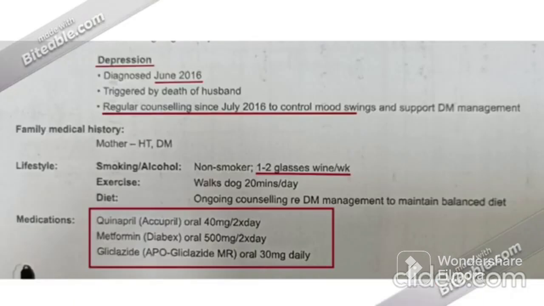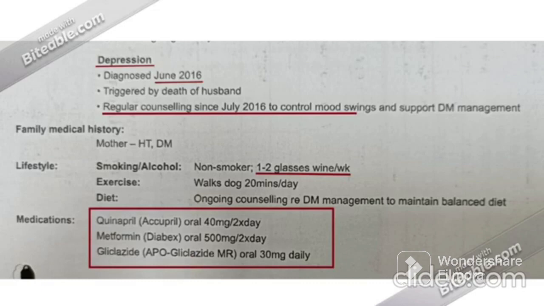Another past medical history they have given is depression, which was diagnosed in June 2016, triggered by the death of her husband. Regular counseling since July 2016 to control mood swings and support DM management. So we have seen that the patient has hypertension, diabetes mellitus and depression and is on regular medications.